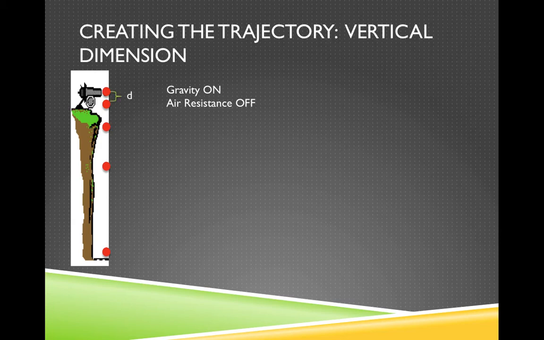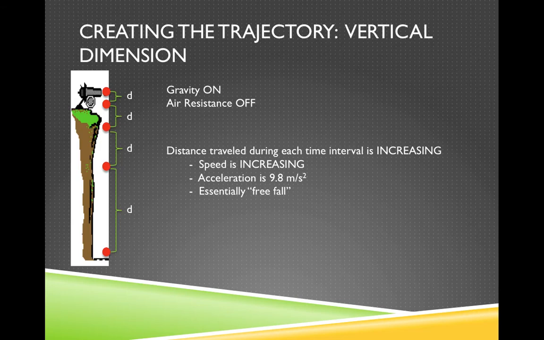Notice the distance covered in each increment of time is increasing. This is because the speed of the object is increasing. The acceleration is 9.8 meters per second squared in the vertical dimension. So that means for every second that passes, the object speeds up by 9.8 meters per second. This is essentially a case of free fall.